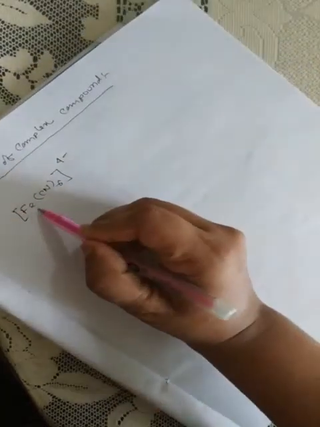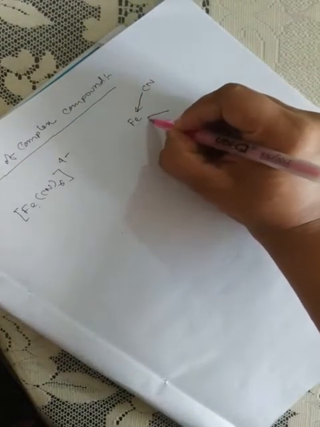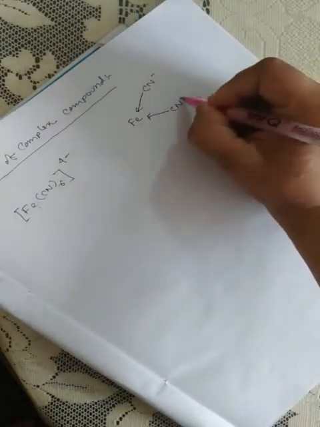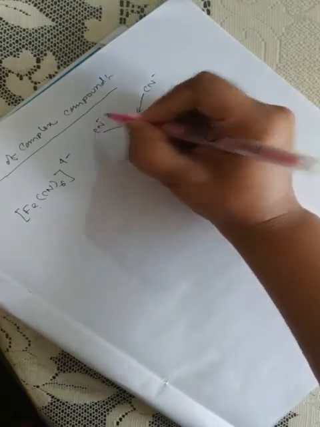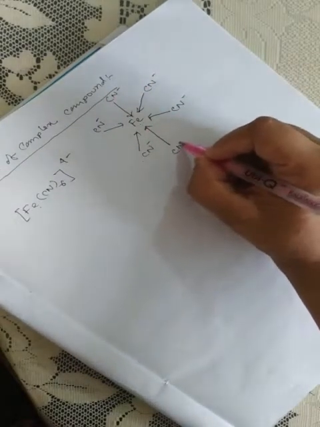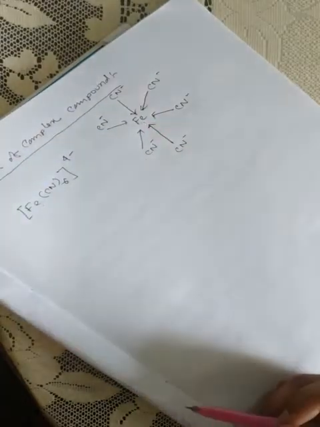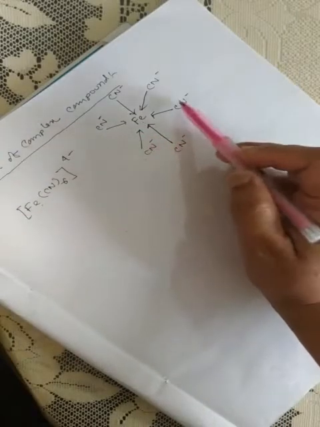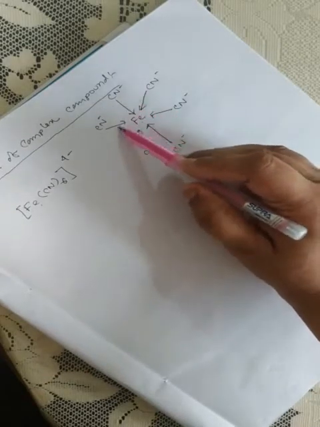So, since iron is a transition element, it takes part as a central atom, and the cyanides are ligands. Iron acts as a central atom, and these cyanides are ligands, and they form coordinate bonds, 6 coordinate bonds.